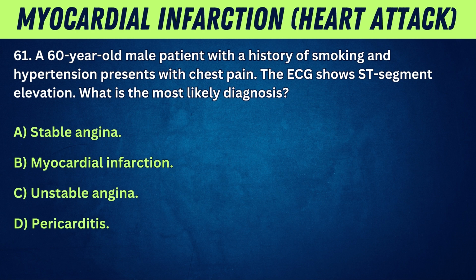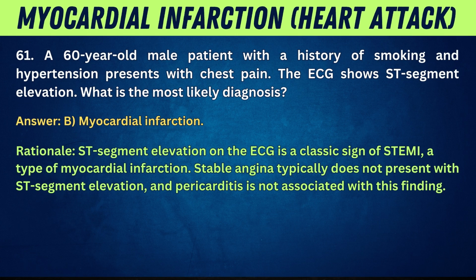61. A 60-year-old male patient with a history of smoking and hypertension presents with chest pain. The ECG shows ST segment elevation. What is the most likely diagnosis? A. Stable angina. B. Myocardial infarction. C. Unstable angina. D. Pericarditis. Answer: B. Myocardial infarction. Rationale: ST segment elevation on the ECG is a classic sign of STEMI, a type of myocardial infarction. Stable angina typically does not present with ST segment elevation, and pericarditis is not associated with this finding.